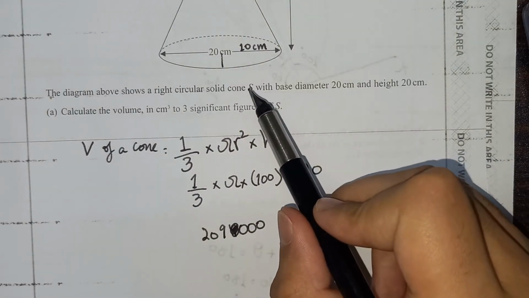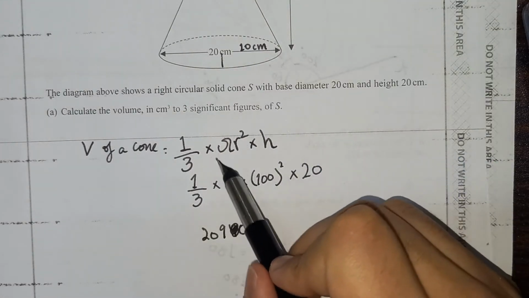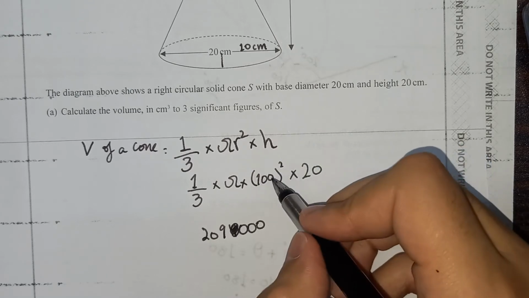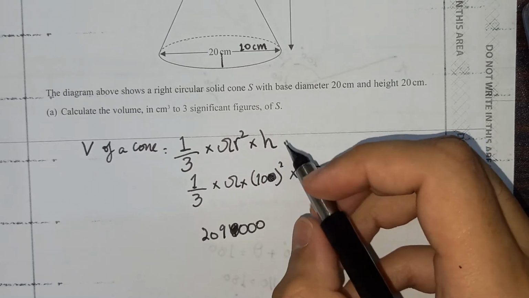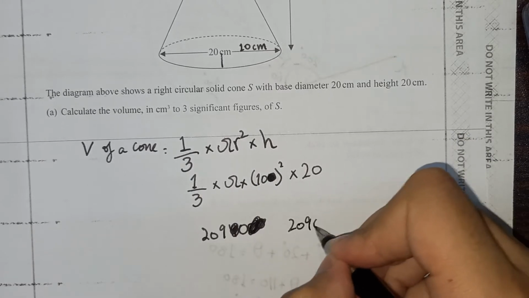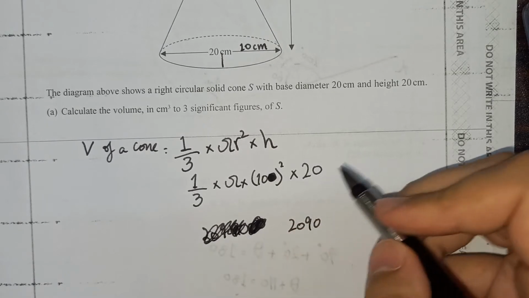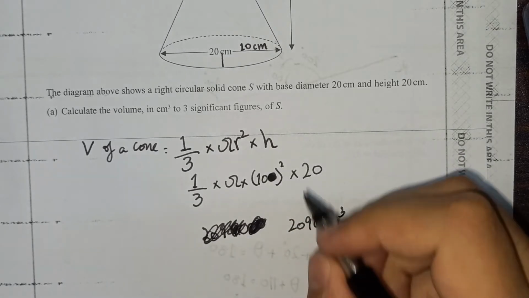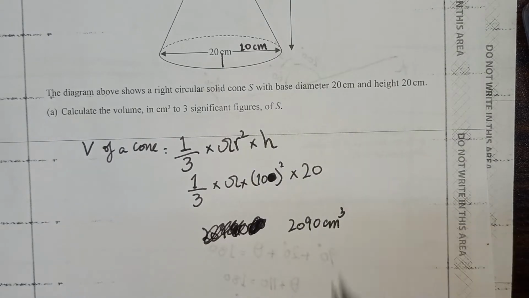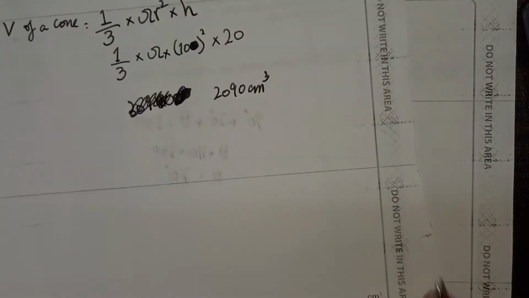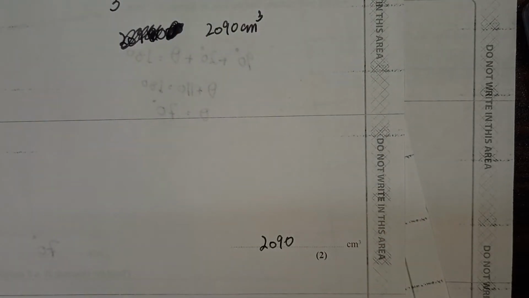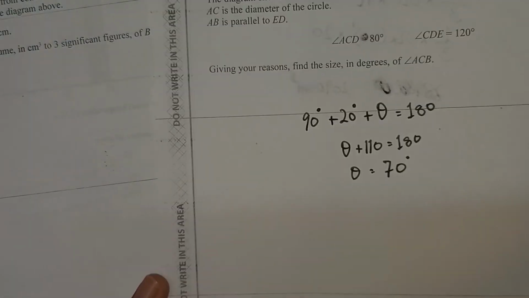So we will write the formula again. Pi r squared h, oh wait, I'm sorry, this was 10 squared, so this will remove these two zeros. Okay, it's 2090 actually, centimeter cubed, because 10 centimeter squared is 100. I was taking it as 10,000, sorry. Okay, write it over here, centimeter cubed. Now we have another part.